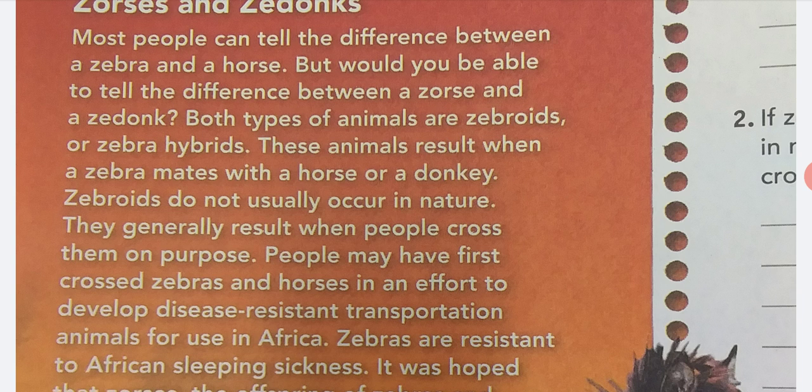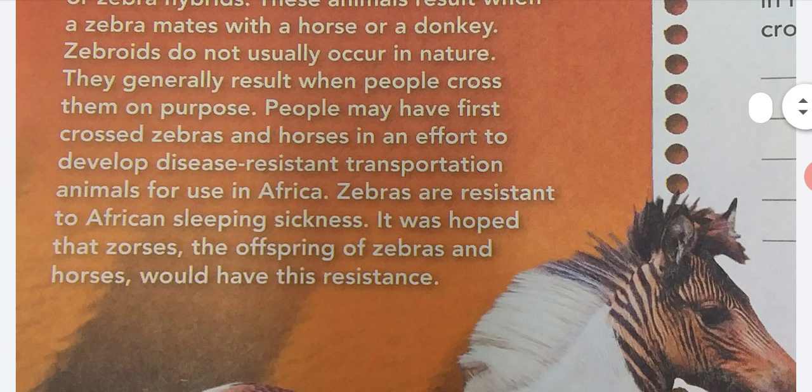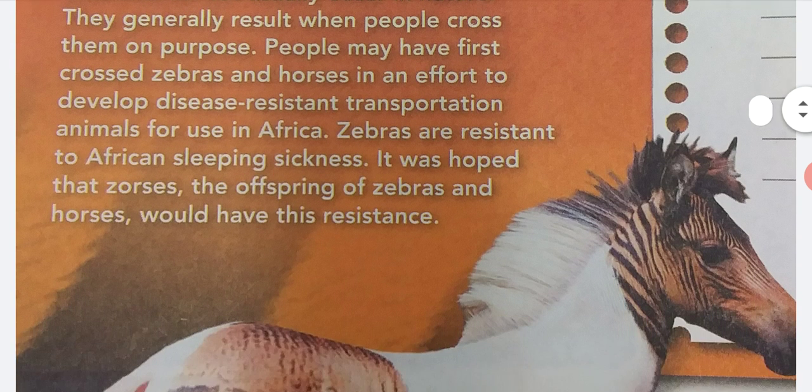Both types of animals are zebroids, or zebra hybrids. These animals result when a zebra mates with a horse or a donkey. Zebroids do not usually occur in nature. They generally result when people cross them on purpose.